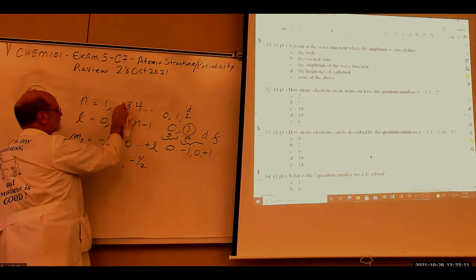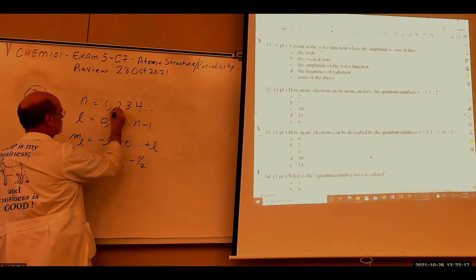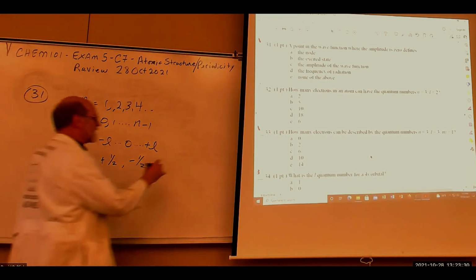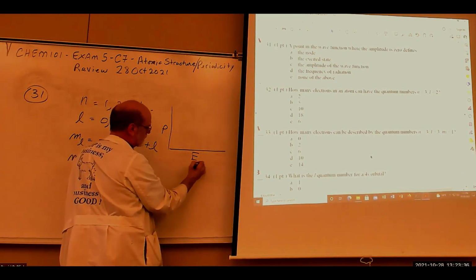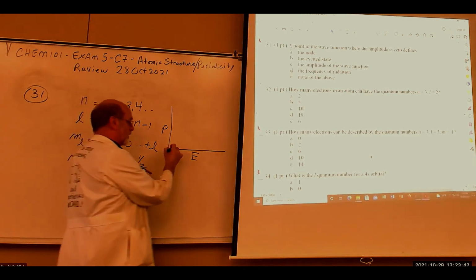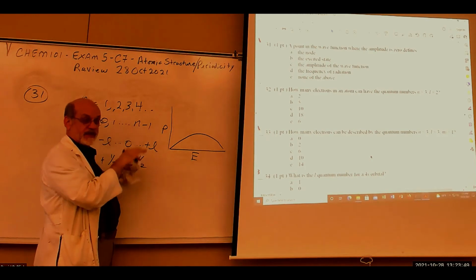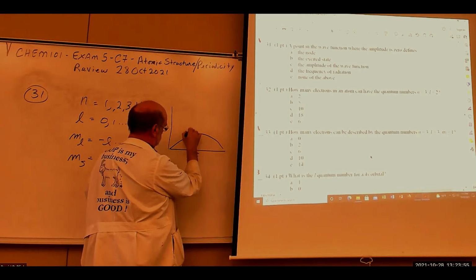So let me just remove this stuff for now. There we go. And answer 31. How many, a point in the wave function where the amplitude is 0. Right, so I think they're referencing here. Remember the wave function, you could say, this is probability and this is energy. So for a d orbital, it would look kind of like this. And then for a p orbital at that same n level, it would look more like, so it would be up here.